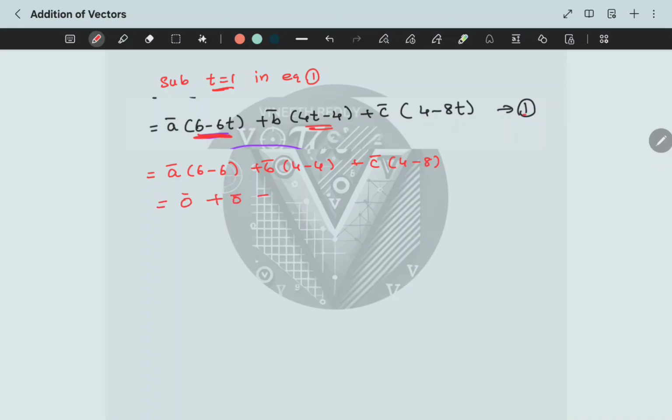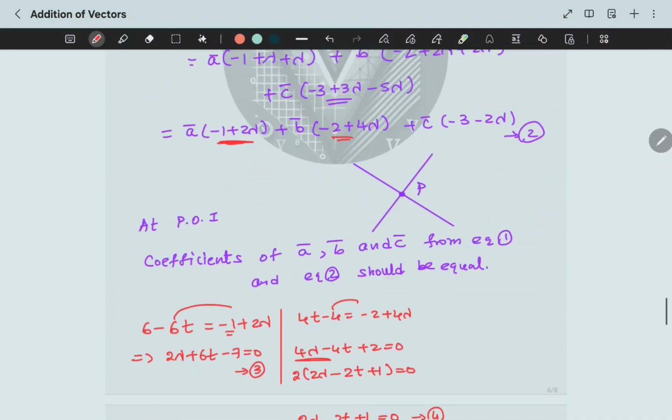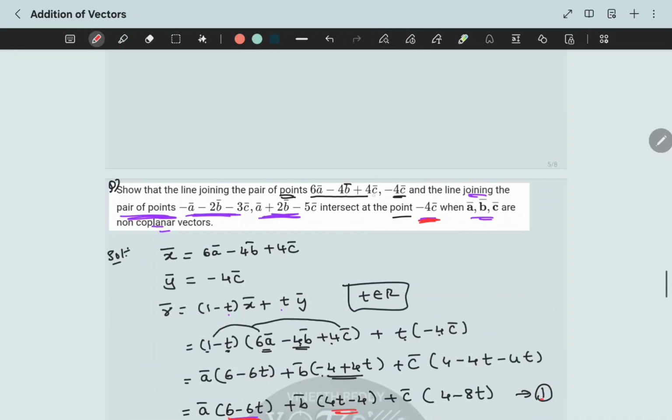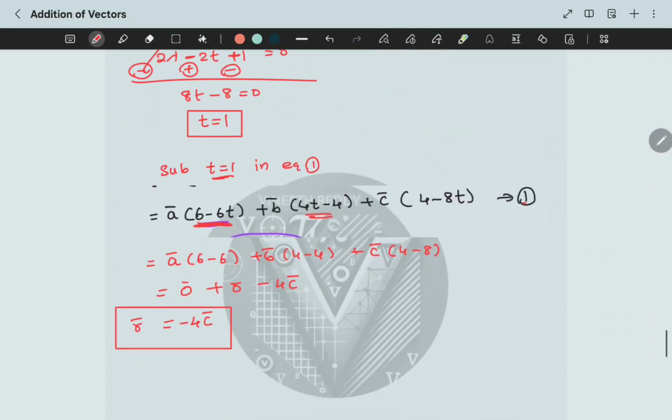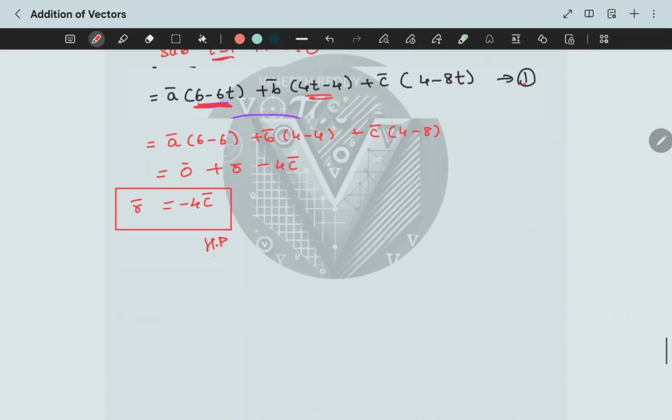6 minus 6 is 0, right? And we get here minus 4C vector. Hence, we get the point of intersection as minus 4C vector. I think that is what he's asking us. We need to show that they intersect at the point minus 4C, right? That's it. So we can say hence proved.